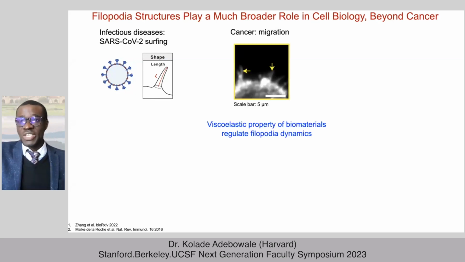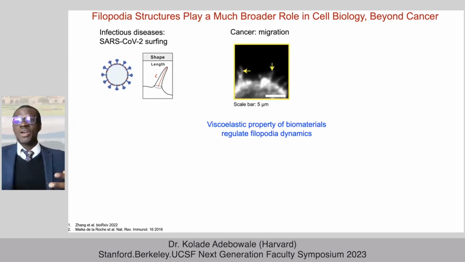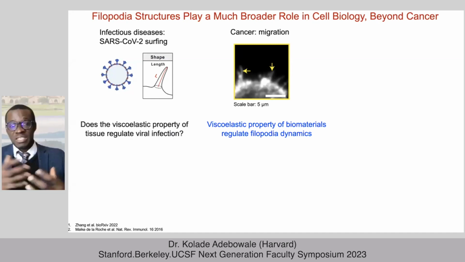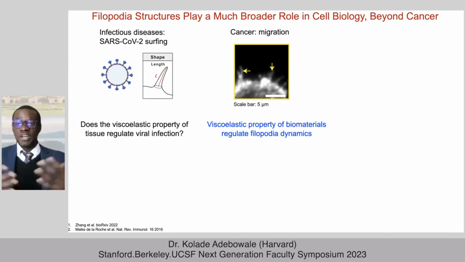So this was really exciting to me because we had already demonstrated in previous work that the viscoelastic property of materials regulates filopodia dynamics. And so this raises the really intriguing possibility that perhaps viscoelasticity of tissues can also regulate viral and perhaps even bacterial infection.